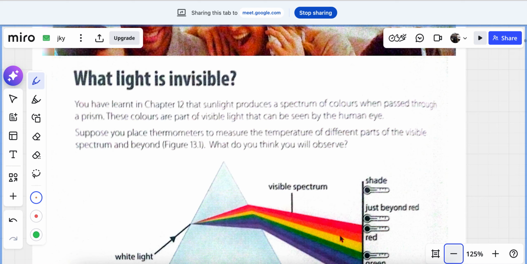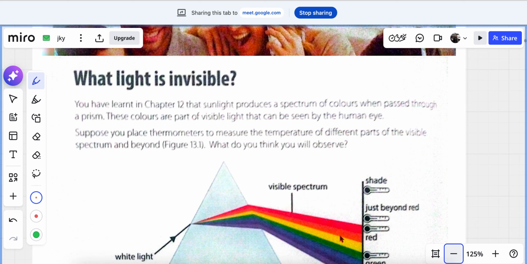First of all, you remember in chapter 12 we studied light, right? And we said sunlight is a form of visible light. However, visible light is not the only electromagnetic radiation or electromagnetic wave that is emitted by the sun. About 7 to 8 of them are emitted by the sun, but the part of the electromagnetic wave that our eyes can see is called the visible light.